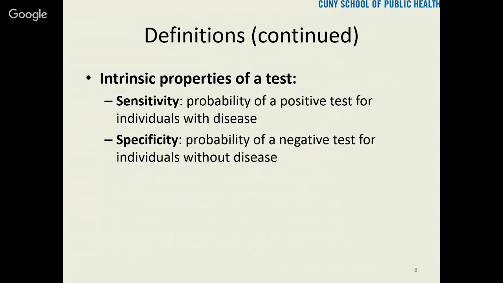There are other ways we could think about intrinsic properties of the test, but these are the ones that we're going to focus on, and really the most commonly used ones. Sensitivity, which is the probability of an individual who has the disease testing positive, so you're only looking at the people who have the disease. And specificity, conversely, is the performance on people who do not have the disease, so the probability of a negative test given that you do not have the disease.